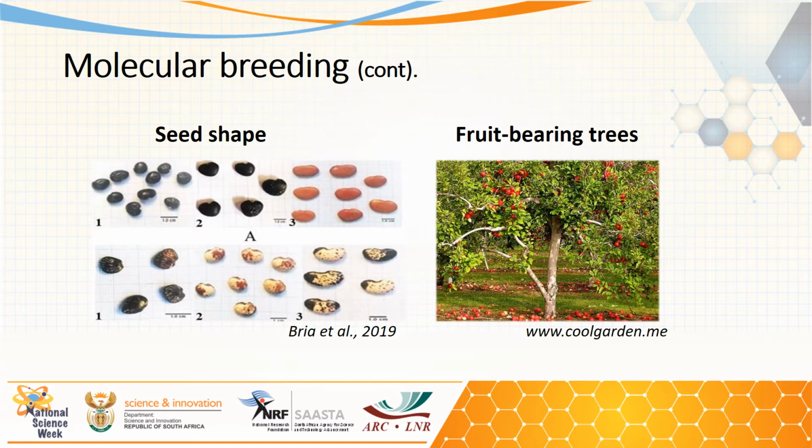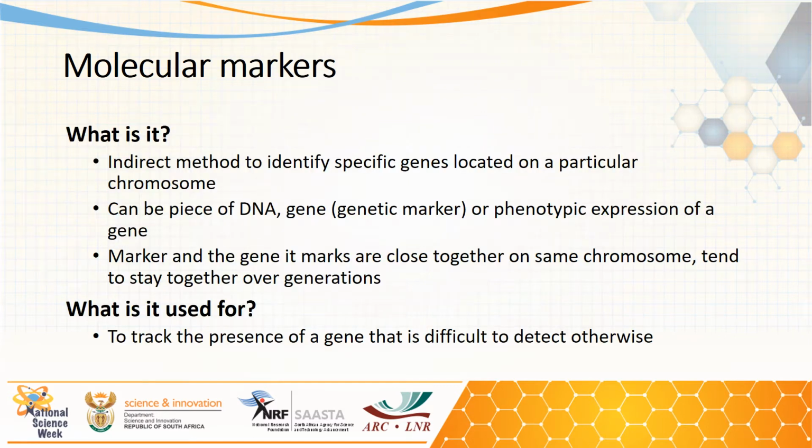So molecular breeding was developed, where we use an indirect method to look for if the gene of the characteristic that we want to transfer did transfer to the offspring. So what is this indirect method?